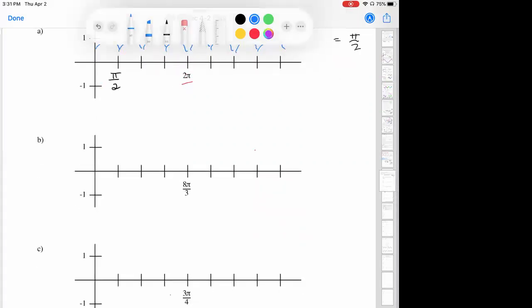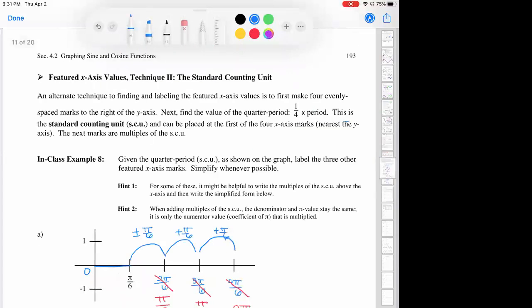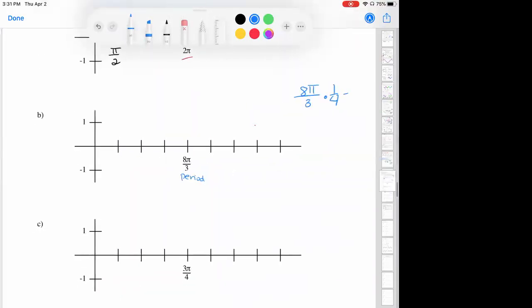Same thing here. If I know one period is 8 pi over 3, we take 8 pi over 3 and multiply it by 1 over 4, which gives us 8 pi over 3 times 4. The 4s simplify, so we're left with 2 pi over 3. So therefore, from one tick mark to the next, we'll just have to add. Why keep saying plus or minus? Just add 2 pi over 3.